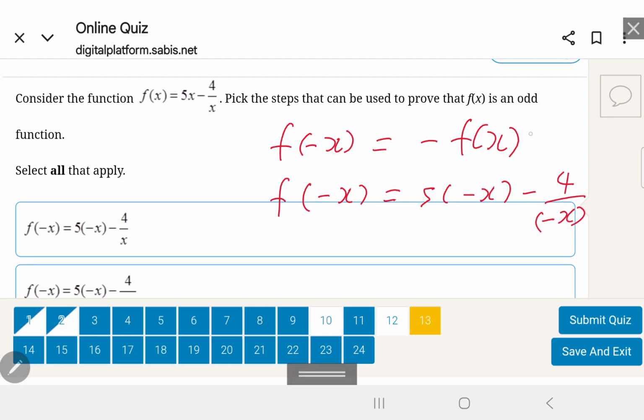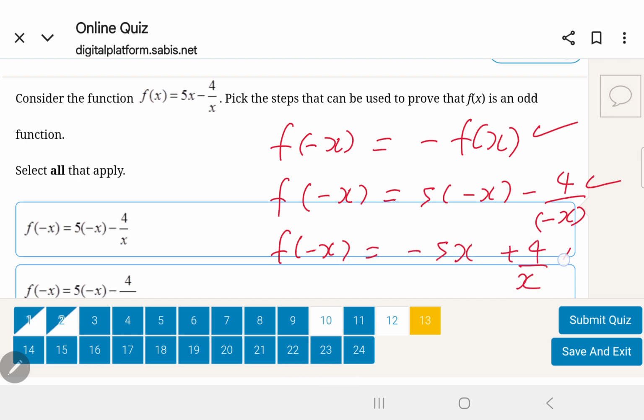So if you see this option, you have to choose it. And if you see this option, you have to choose it. And then f(-x) is equal to (-5x + 4) over x. And if you see this option, you have to choose it. And this is what you have to choose. So let's see.